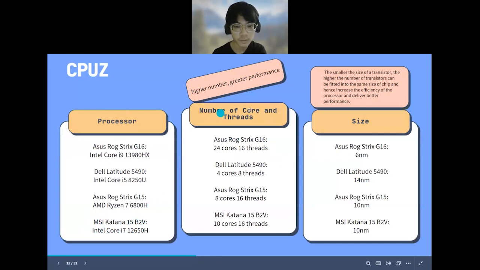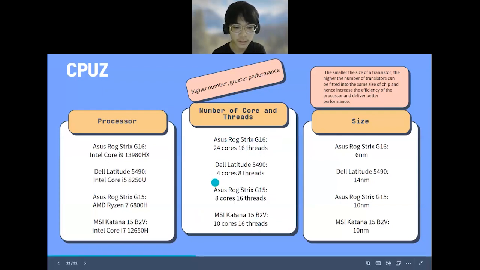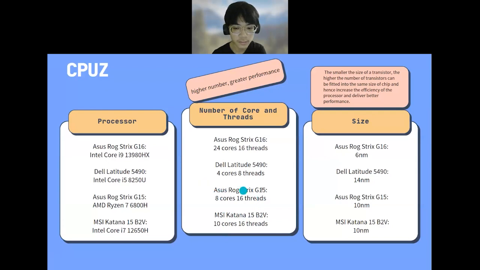For the number of cores and threads, the higher the number, the faster the processing speed of the CPU and the greater the performance. From the comparison, the Asus ROG Strix G16 has the highest number of cores and threads, followed by the MSI Katana 15, then the Asus ROG Strix G15, and finally the least number of cores and threads is the Dell Latitude 5490.